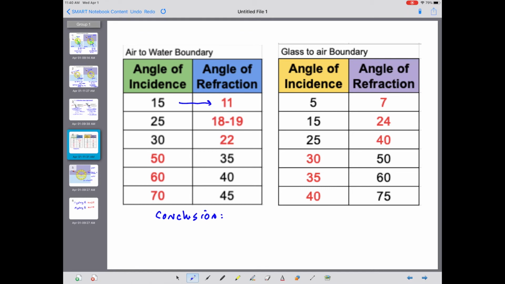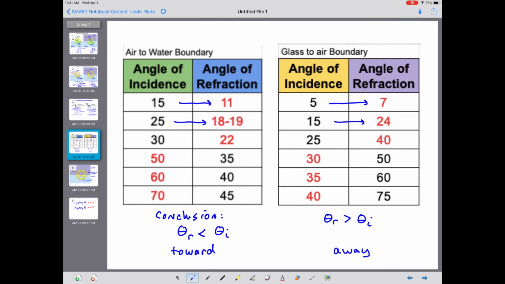Well, if we look here, for example, 15 degrees to 11 degrees, 25 degrees to around 18 or 19 degrees, all the way down there, your theta R value is smaller than your theta I value. And so the conclusion then would be that that light bends toward the normal. On your glass to air boundary, if you compare the 5 to 7, the 15 to 24, etc. now your theta R values are larger than your theta I values, which means that that light will bend away from the normal.